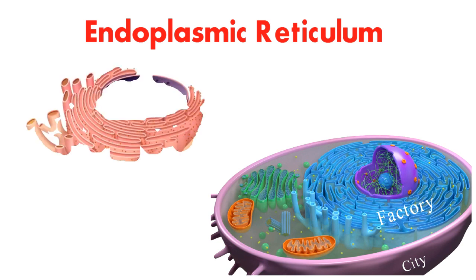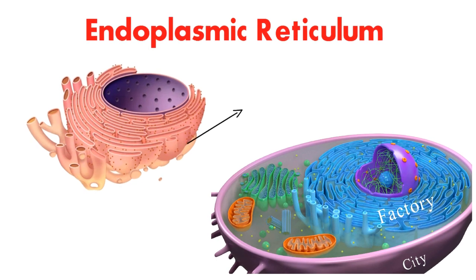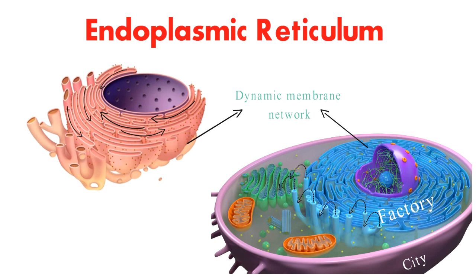Here's what the ER looks like. It's not just a static structure. It's a dynamic network of membranes intricately woven throughout the cell. Picture it as the cell's very own highway system, connecting various regions and enabling the efficient movement of materials.